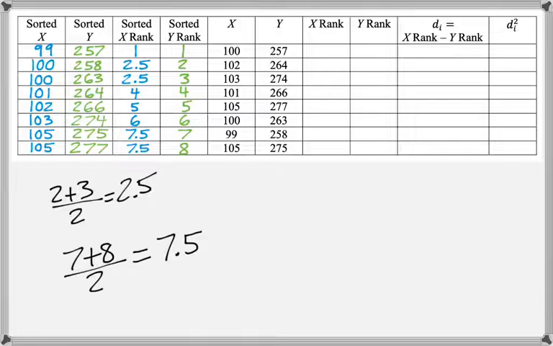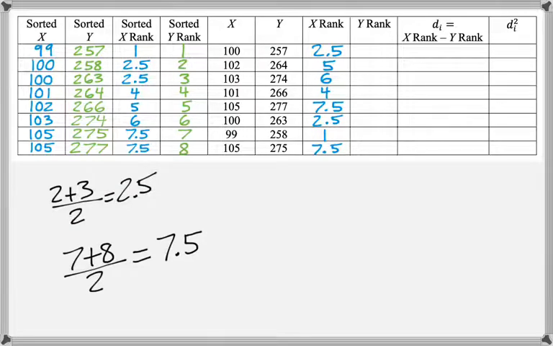Next, we need to reorganize the ranks to correspond with the original order of the x and y values. So 1 is the rank of 99, which is here. 2.5 is the rank of 100, which is here and here. 4 is the rank of 101, which is here. 5 is the rank of 102, which is here. 6 is the rank of 103. And 7.5 is the rank of the 105s, which are here and here.